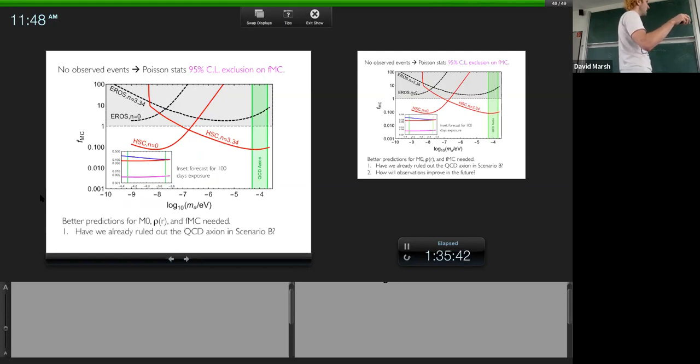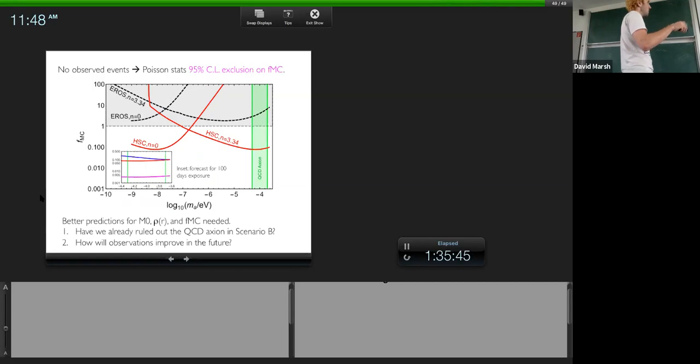Have we already ruled out the QCD axion in scenario A? How will observations improve in the future? These constraints do not include finite source size effects. I don't know what's going to happen with this, but I think that you can use microlensing to possibly exclude the QCD axion in the classic window. But lots of uncertainties, lots of modeling needs doing, but I think it's exciting. That is the end of our gravitational probes of axions. So, questions? Can you just remind me what the small n equals 0 is?